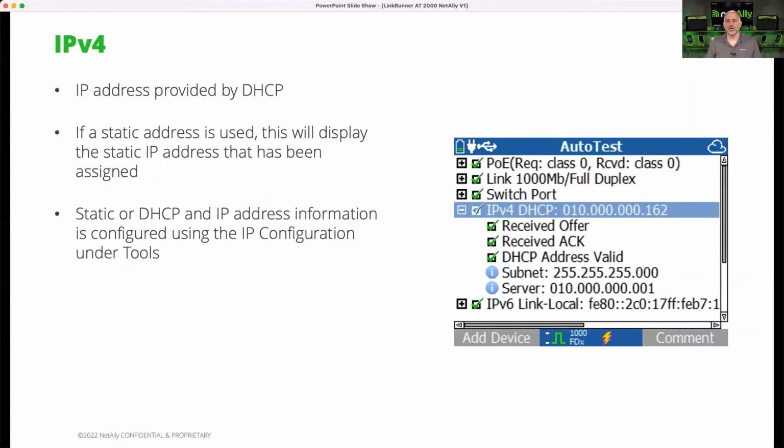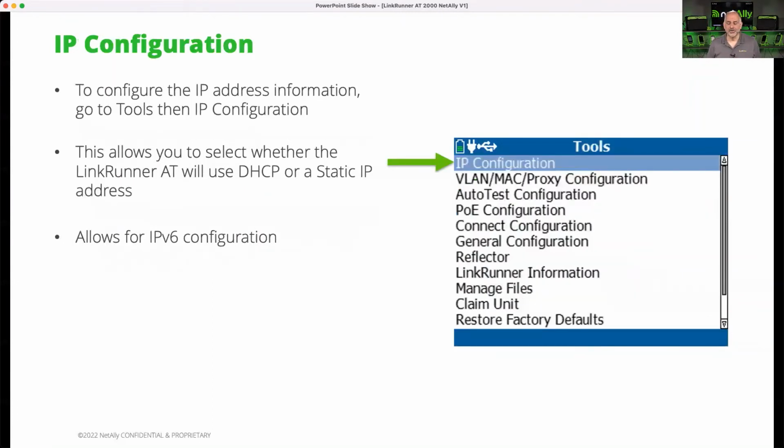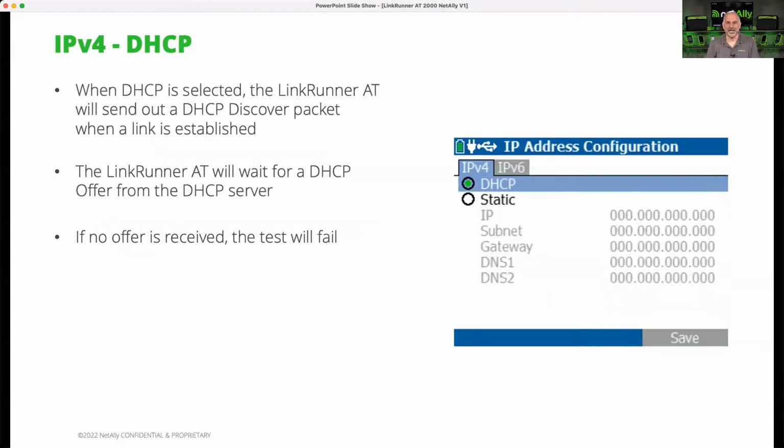So if you're on a network where you're not running DHCP and you're not providing a DHCP address, we can go in and statically configure that. So if I go into my tools and I go into IP configuration, this is where I can go in and set that up. So here we've selected our IPv4 tab. And I've said, go ahead and use DHCP.